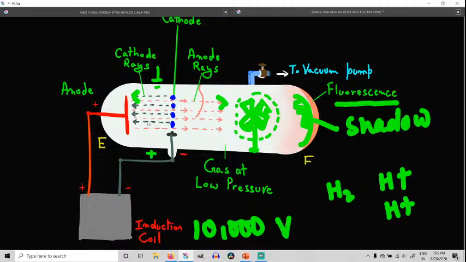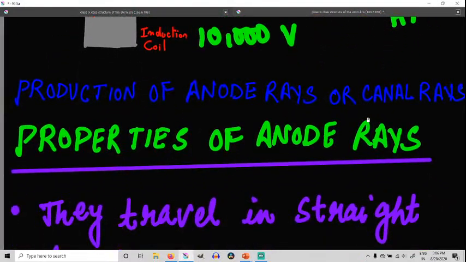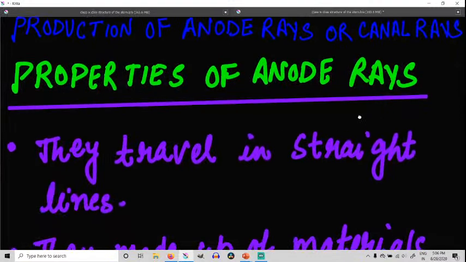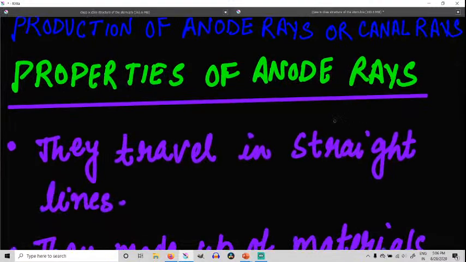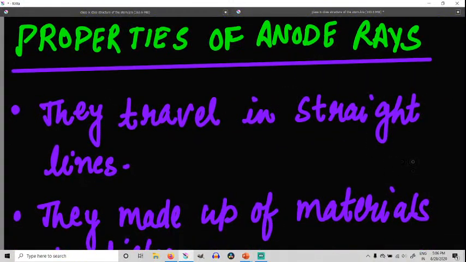Okay. So now we can see the next. Now let's revise the properties of anode rays. We have understood how anode rays can be produced in the discharge tube. So let's see the properties of anode rays. Just now we have discussed the first property, right?